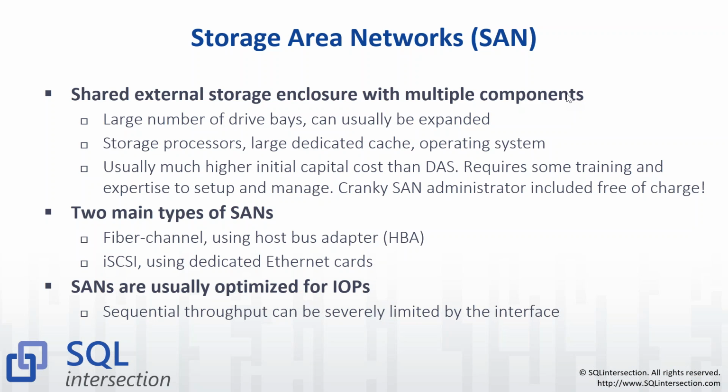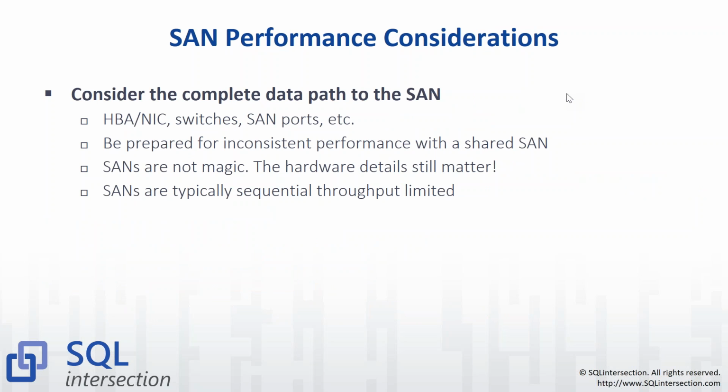And things you want to think about with SANs, look at the complete data path. So the HBA or NIC, any switches, any SAN ports, you want to make sure that they're all the same. There's not something in the middle that's limiting your bandwidth. And then you just have to be prepared for inconsistent performance with a shared SAN. Sometimes performance is pretty good, and sometimes it goes into the toilet for no apparent reason. And that's very frustrating for DBAs and users.